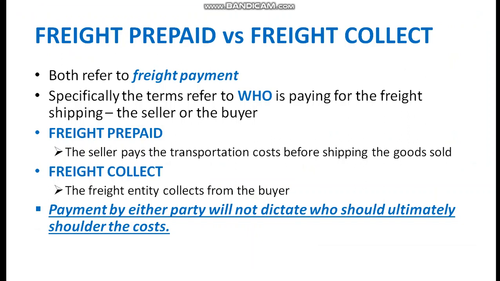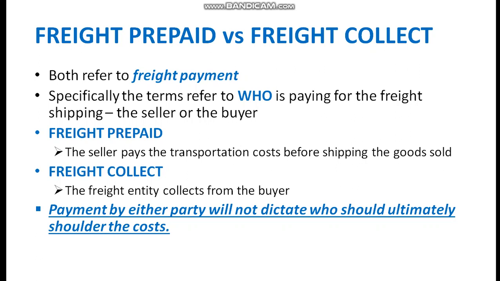Punta tayo sa freight prepaid versus freight collect. Ano tong mga to? Kasi ang iba nalilito dito. So, both refer to freight payment. Ito yung sino ba nagbayad? So, specifically, the terms refer to who is paying for the freight shipping. Si seller ba or si buyer?